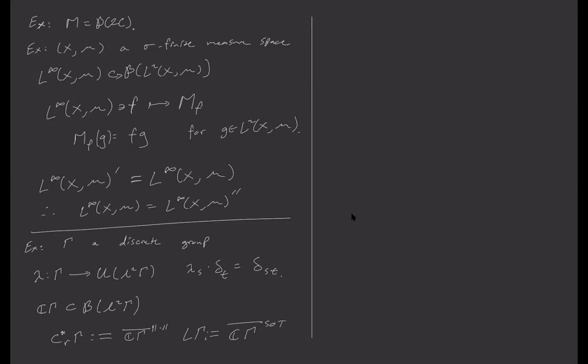So let me give you one more example, which combines the previous two examples. And that is, now let's suppose that gamma is still a discrete group. And let's suppose that now we have, again, a sigma finite measure space. And now let's suppose that we have an action of this group on this measure space by measure preserving transformations.